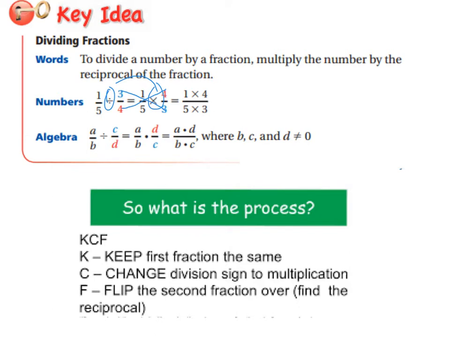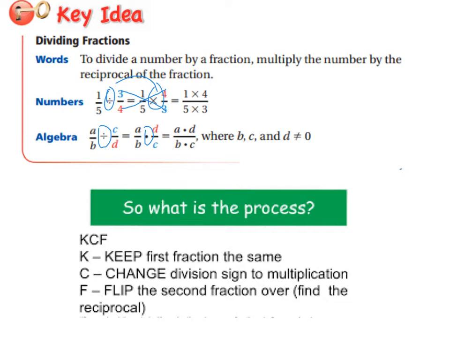You could continue on from there. In algebra, a over b divided by c over d. Again, we keep the first fraction the same, a over b. We're changing the division sign to a multiplication sign. And then we are inverting, or putting the reciprocal of the second fraction. So c over d becomes d over c. And then multiplying numerators, a times d is the numerator, and b times c is the denominator, where b, c, and d cannot equal 0.